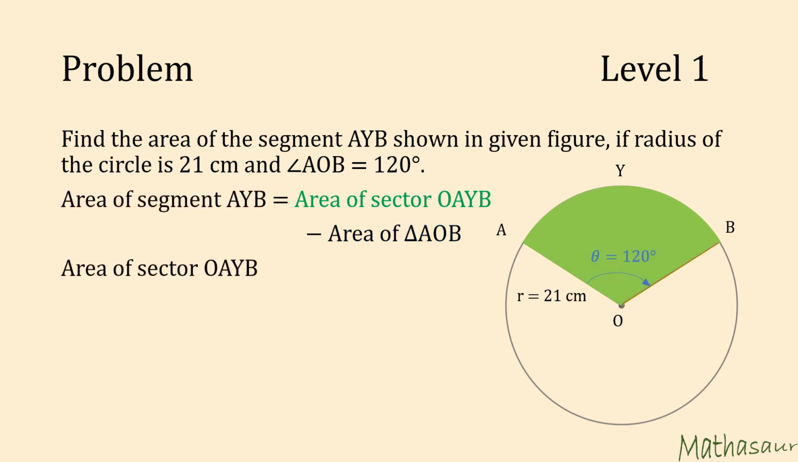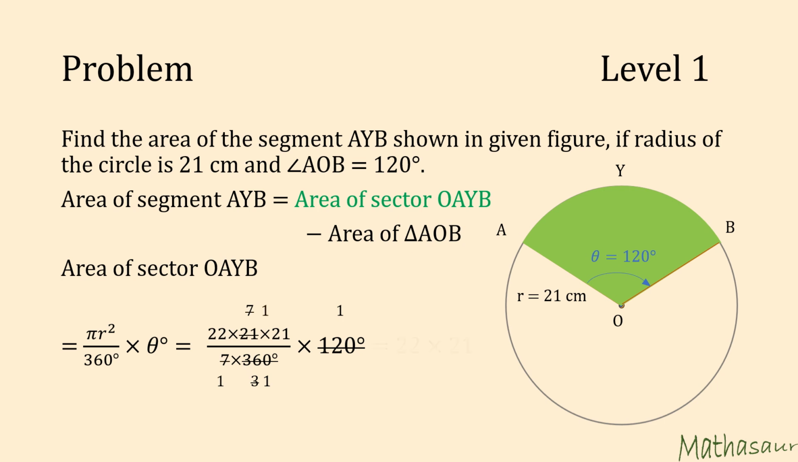Now the area of the sector would be equal to pi r square by 360 times theta. Let us substitute the values and simplify. We see that area of sector is equal to 462 centimeters square.